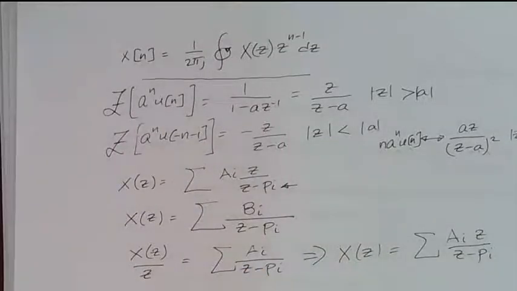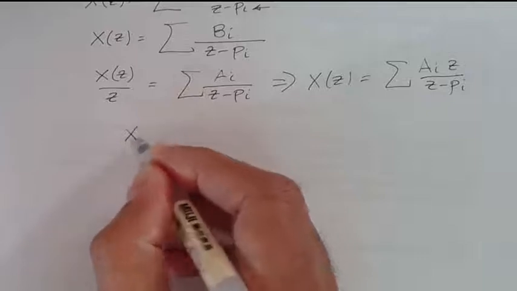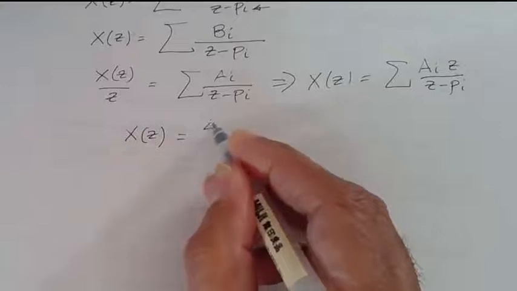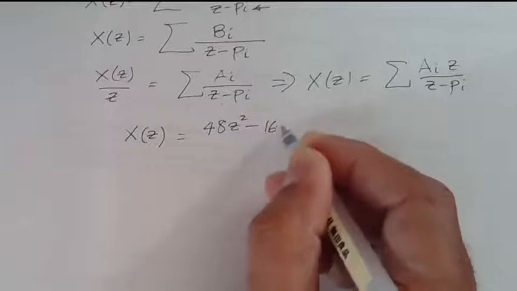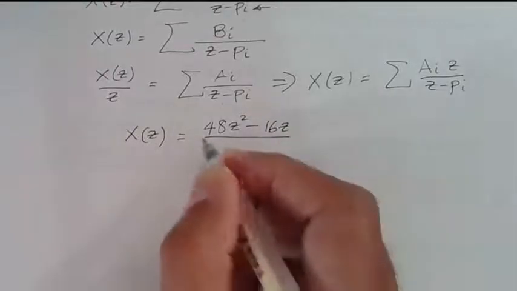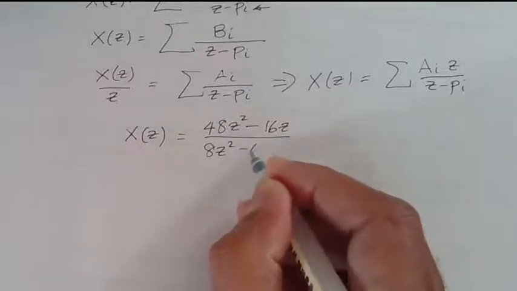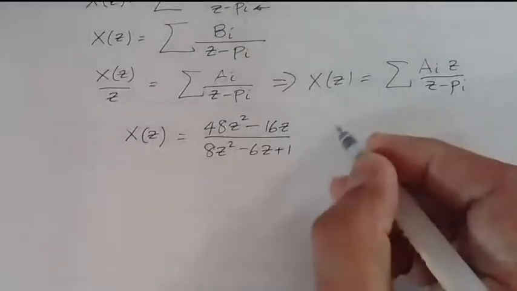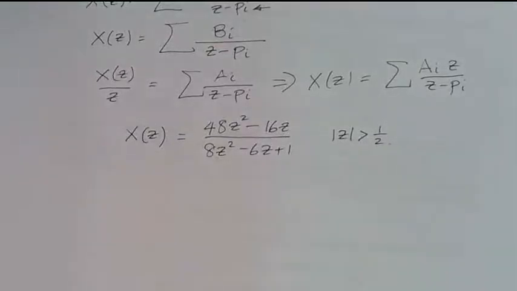Okay, so let's do an example and kind of beat it to death. So the example that I'm going to use is this. I have X(z) equal to this odd looking one: 48z squared minus 16z over 8z squared minus 6z plus 1. And the region of convergence is magnitude of z greater than a half. Okay, so that's my region of convergence.